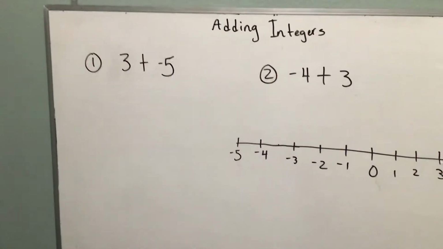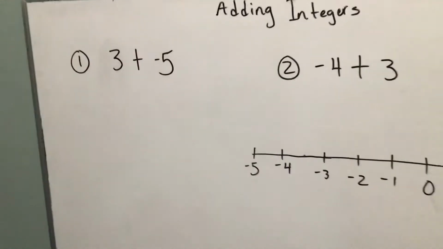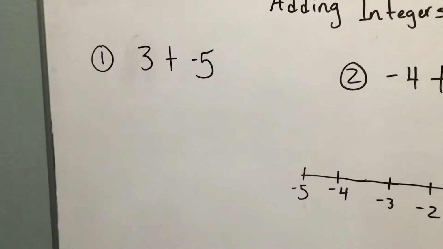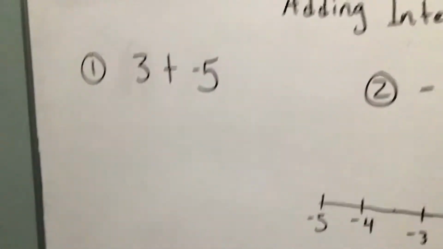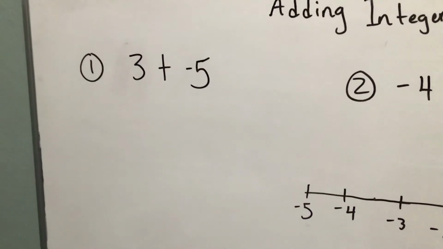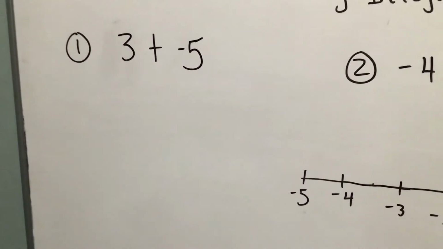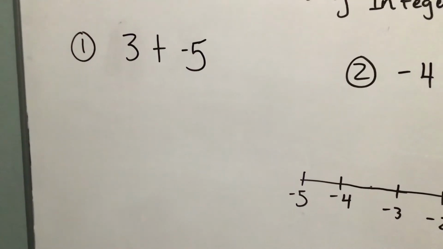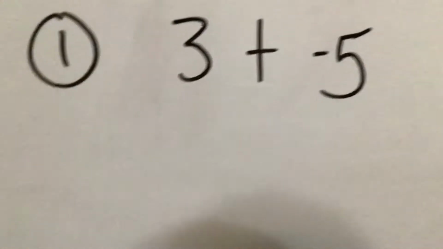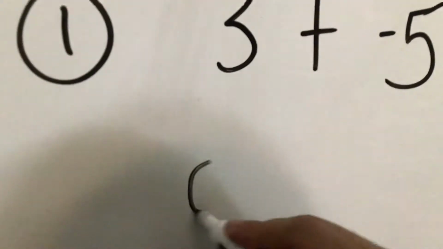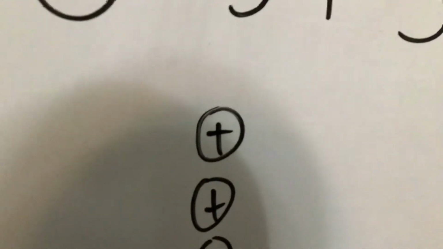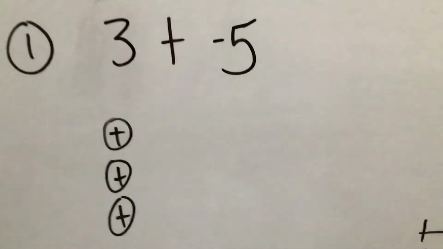It says 3 plus -5. The first way I want to show you is using little counters. I don't have two different colors here, so I'm going to draw little circles with positives or negatives, and with that you're going to be able to see the difference between the two. The first thing I'm going to do is draw 3 positive circles. So there's 1, there's 2, there's 3.